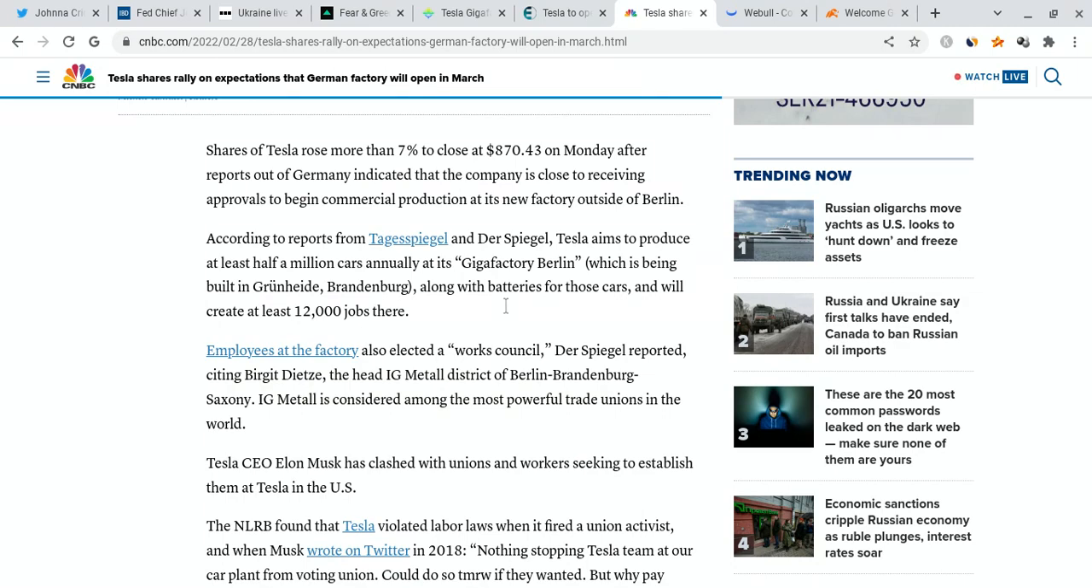Super bullish news, because the reports are suggesting that Tesla aims to produce at least 500,000 cars annually at its Gigafactory Berlin alone. Once again, that's massive, massive news. Over 12,000 jobs are going to be created there. The reason why this is so huge is that if this does come out, remember, it's going to improve their earnings, their revenue, all that good stuff that big institutional investors look at. It's going to be absolutely massive.